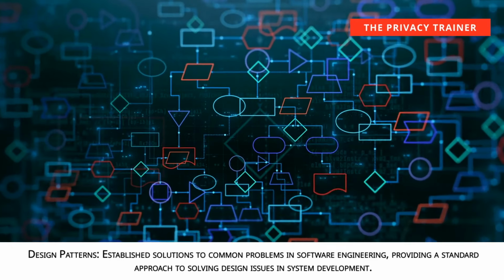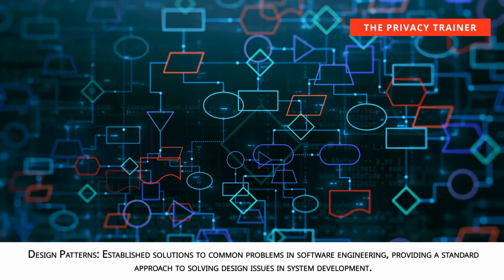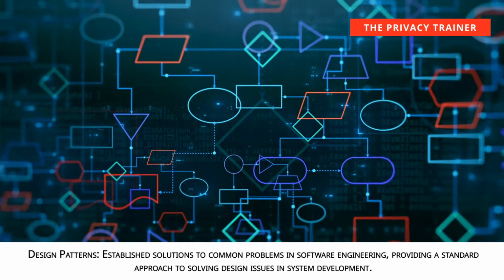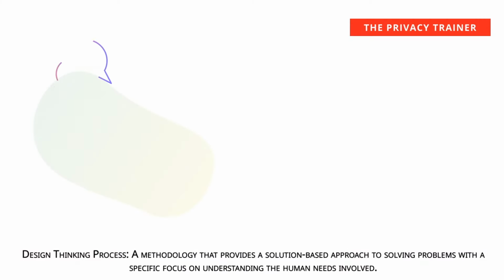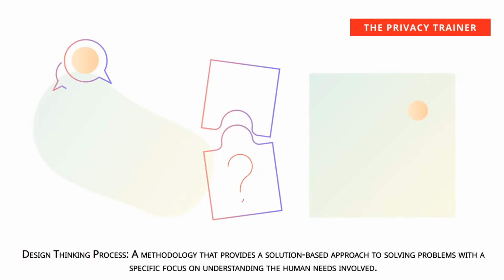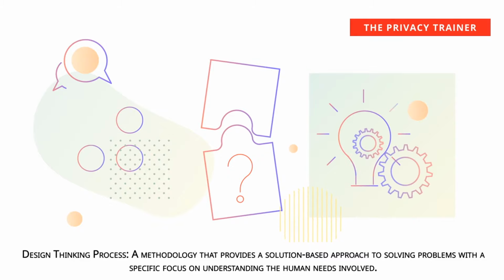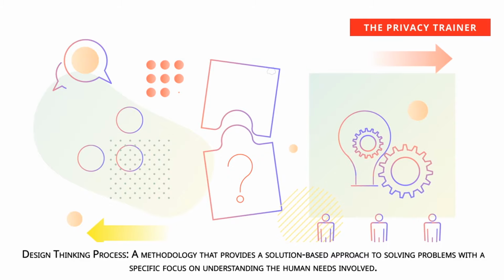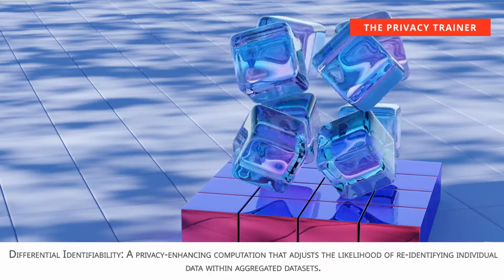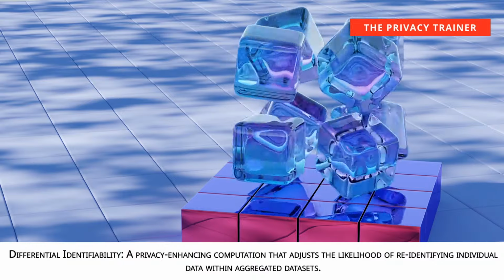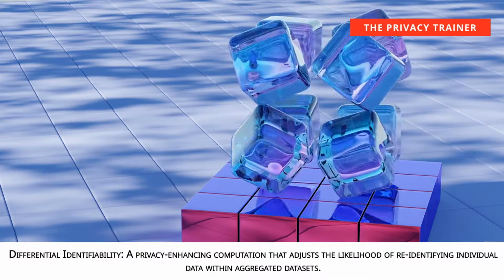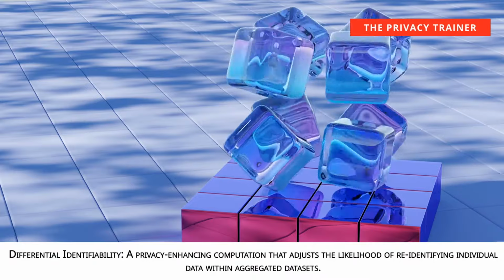Design patterns, established solutions to common problems in software engineering, providing a standard approach to solving design issues in system development. Design thinking process, a methodology that provides a solution-based approach to solving problems with a specific focus on understanding the human needs involved. Differential identifiability, a privacy-enhancing computation that adjusts the likelihood of re-identifying individual data within aggregated datasets.